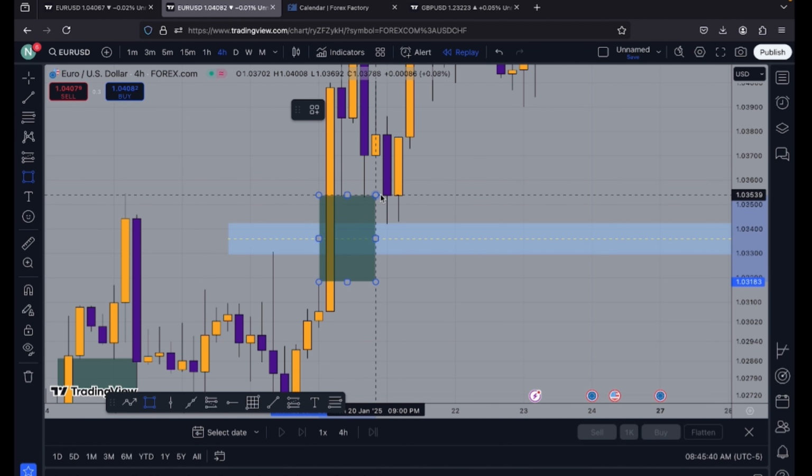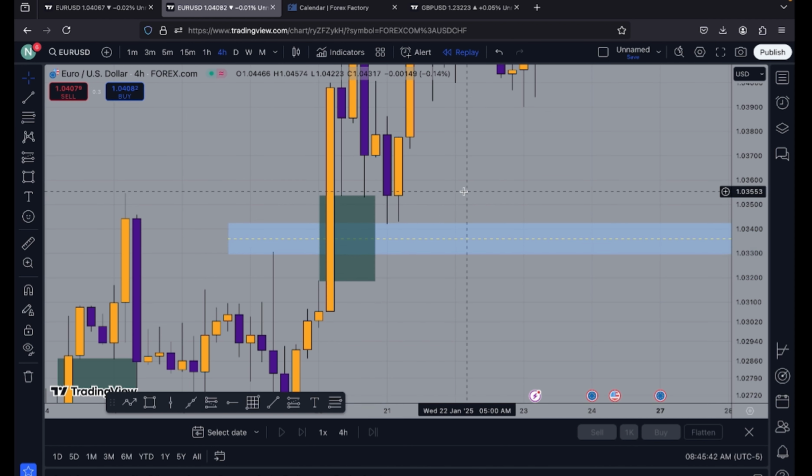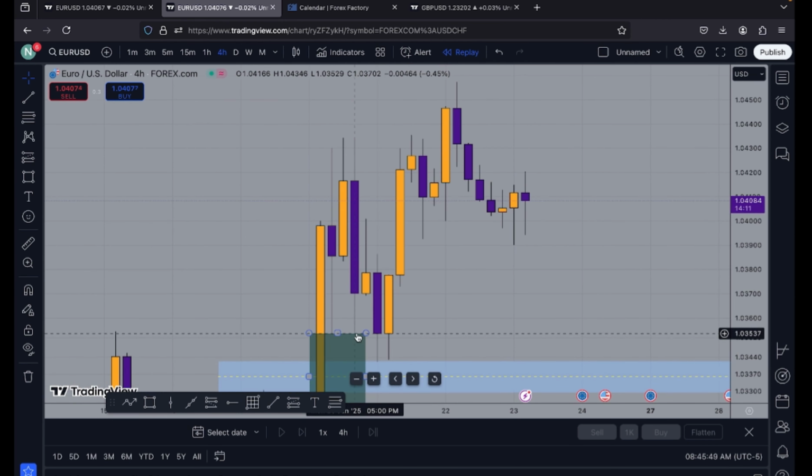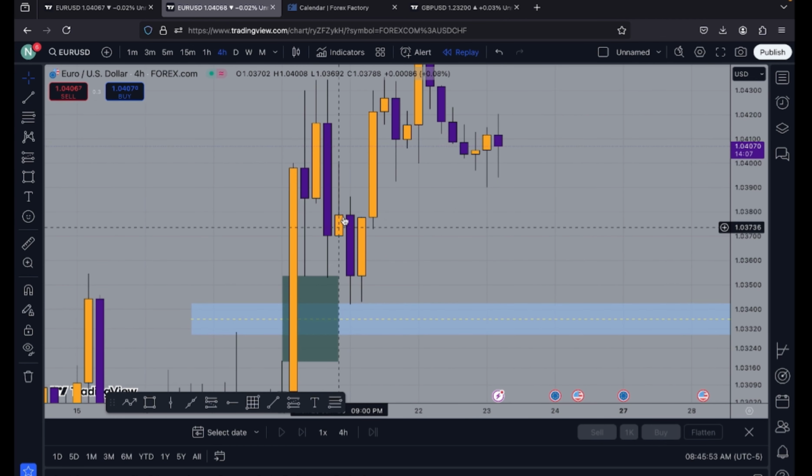So watch. Immediately price came to this fair value gap. Watch. This is between 1, 2, and 3. Price sank into it, and what happened? We saw this kind of upward movement. Just pay attention to this. Price sank into it. We saw an upward movement before coming down to this place.